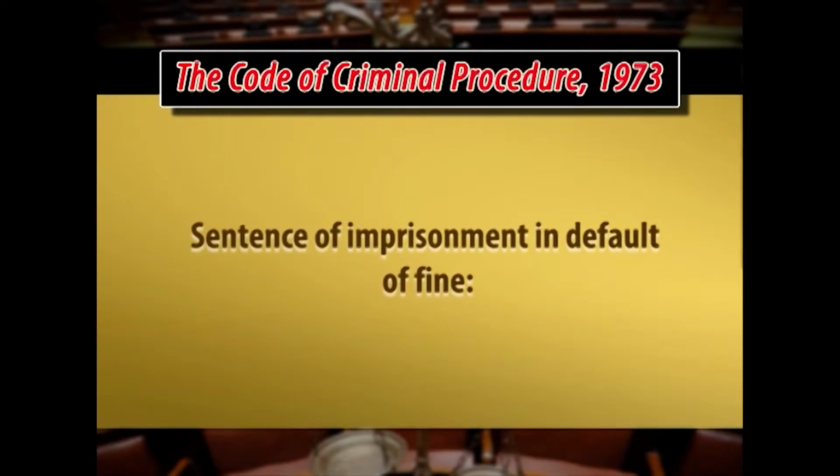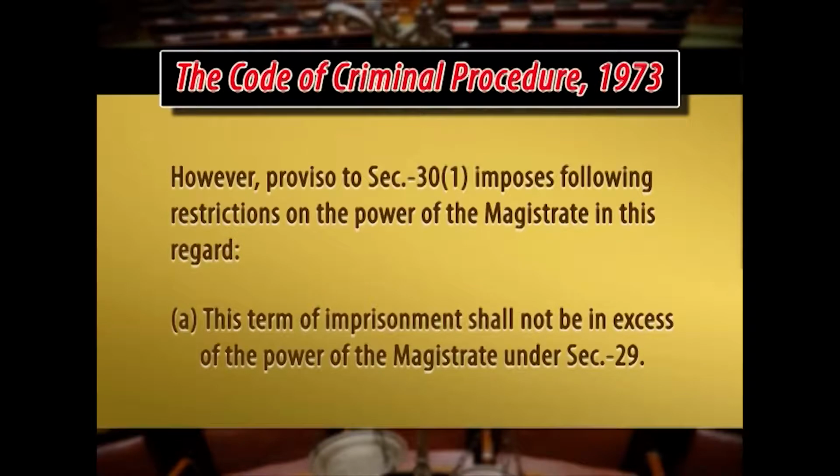Now we come to sentence of imprisonment in default of payment of fine. Section 30 of the code empowers the magistrate to impose an additional term of imprisonment in default of payment of fine. If the sentence of imprisonment and fine is imposed on the convicted person and the convicted person makes a default in the payment of fine, then magistrate is empowered to impose an additional term of imprisonment for such default. However, proviso to section 30 subsection 1 imposes following restrictions on that power of the magistrate.